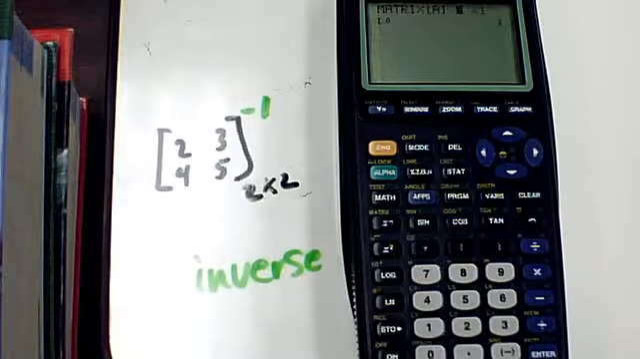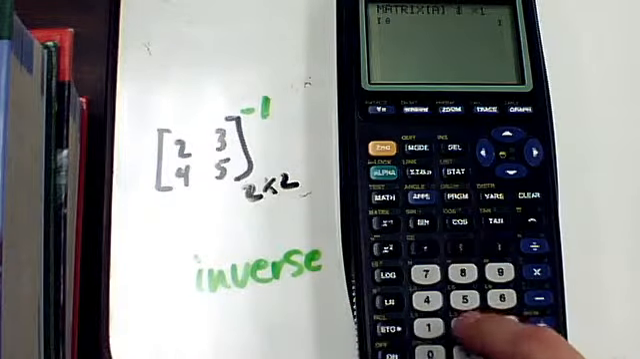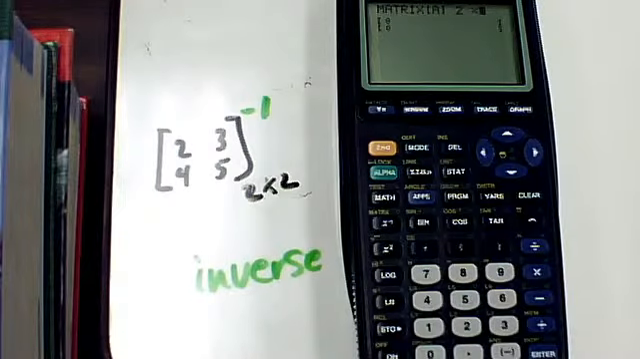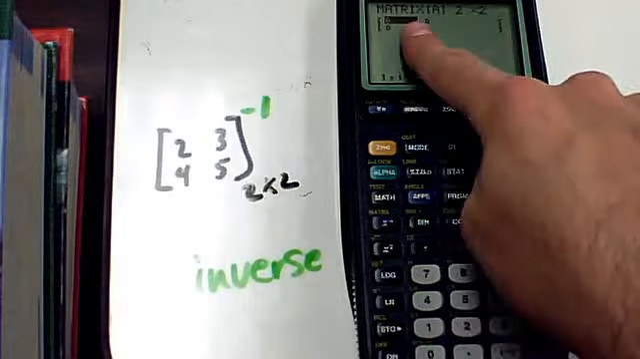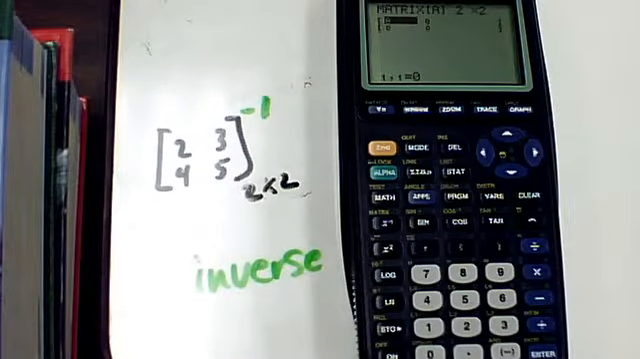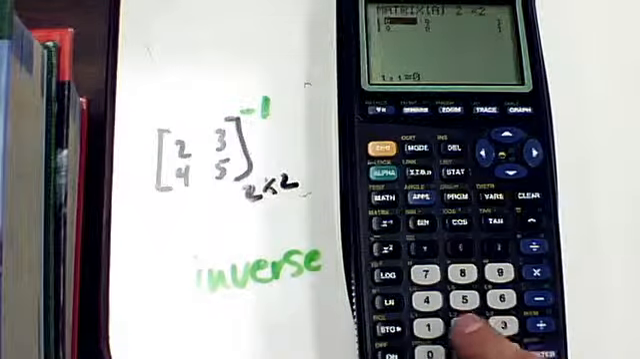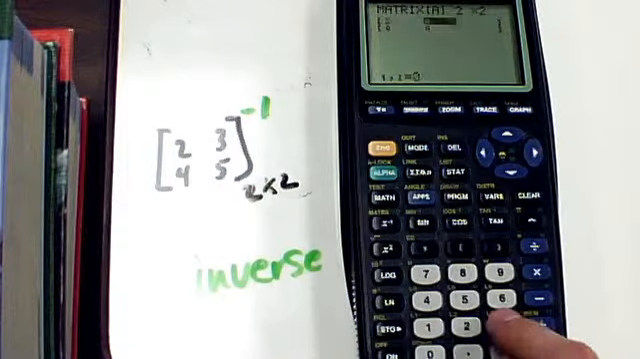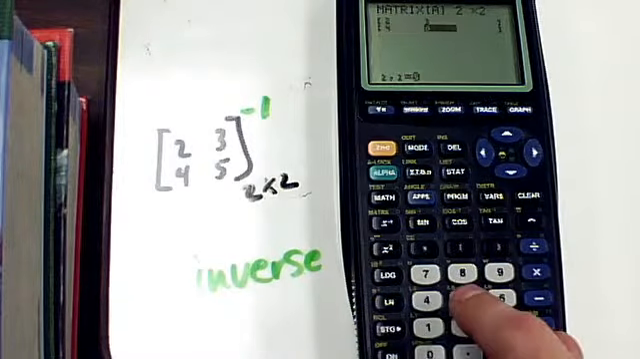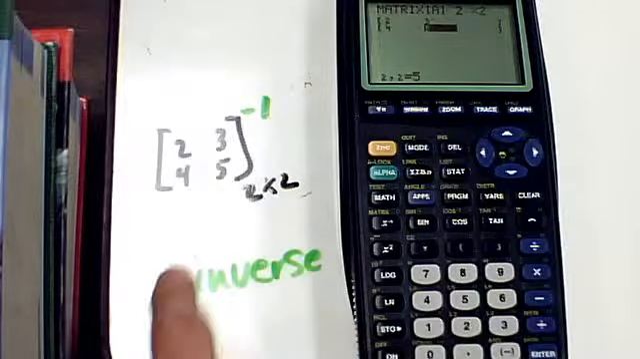Let's press enter, and this is a 2 by 2 matrix. So we say 2, enter, 2, enter. You can see it's a 2 by 2 now, and we have the first number highlighted. Then we just take the numbers in the matrix and say 2, enter, 3, enter, 4, enter, 5, enter. You can see 2, 3, 4, 5 lines up with our matrix here.